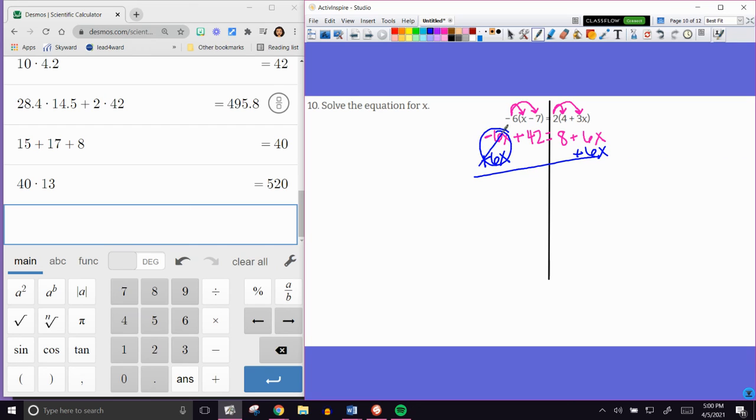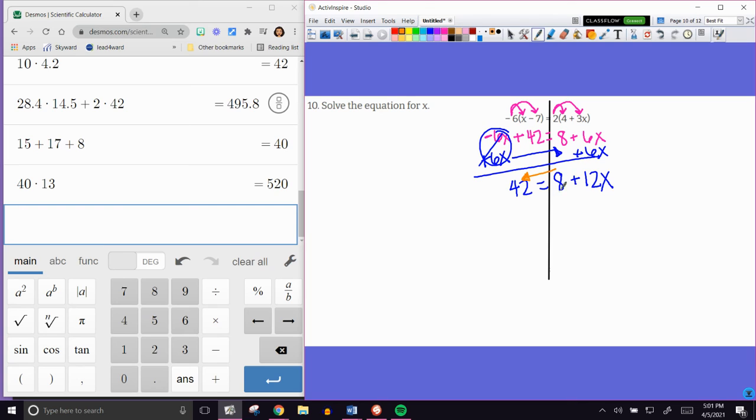That gives me my 0 pair. That's gone. The only thing I have left here on the left side is 42. I have 8, and I have 6 plus 6. That's going to give me 12, and these are x's, so I can't forget that x. Now, my variables came over here to the left. So that means my constants, or those numbers, are going to go to the other side. Variables went to the right. Constants are going to the left.